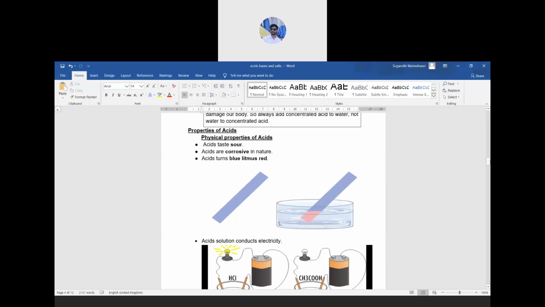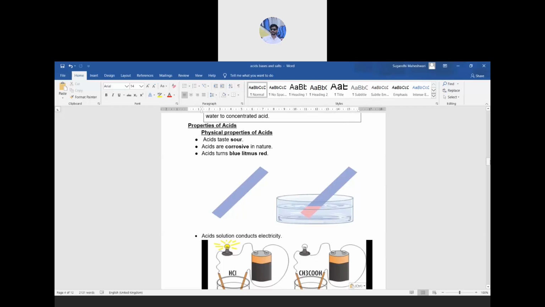The next is that acid turns blue litmus red. What we have learned in the indicators is about litmus, that it turns blue litmus red. As you can see, the blue strip of litmus paper is dipped in a solution of acid. It turns red. This is a very common laboratory test for acids. No one is going to taste the acid. This is not a test. It is a very harmful thing to you. So we perform this test to check whether the given substance is an acid or not.